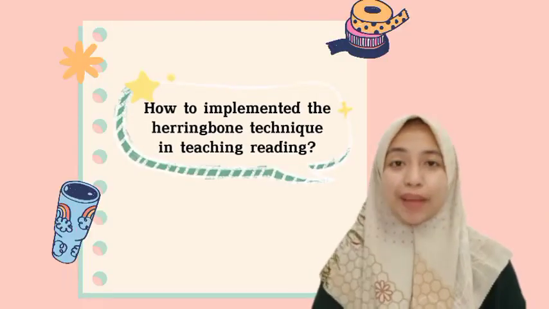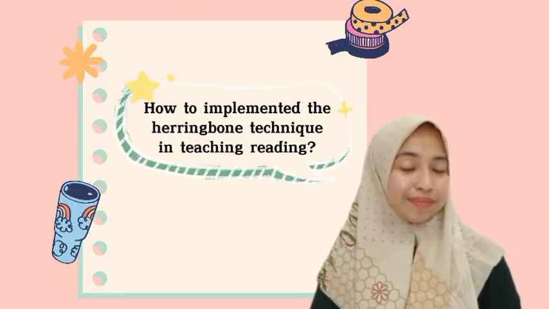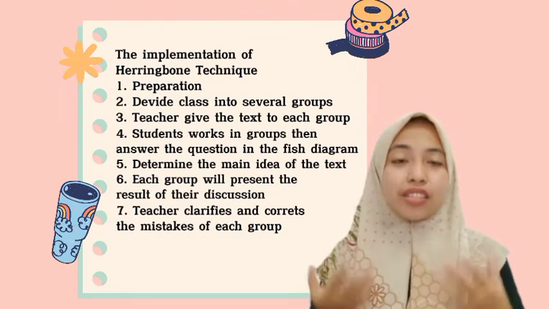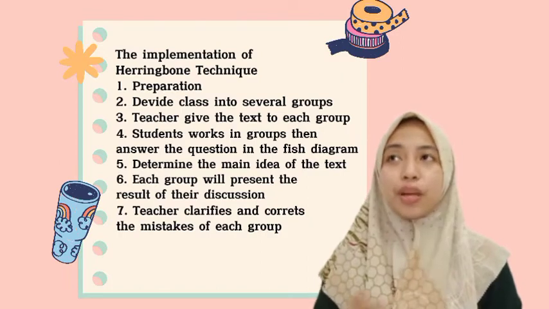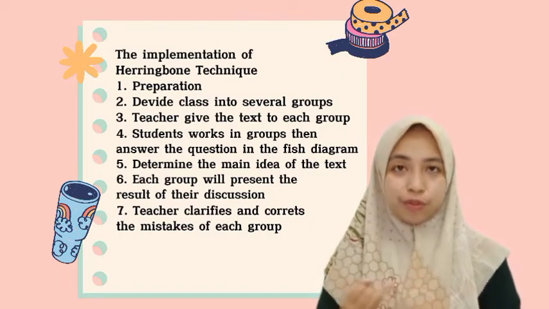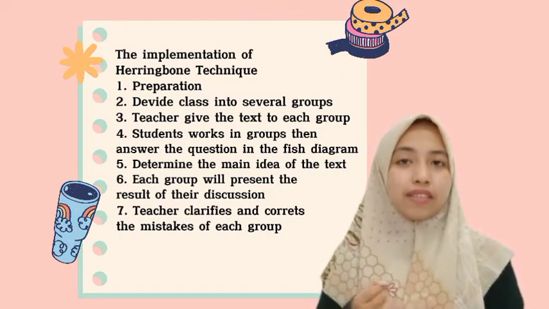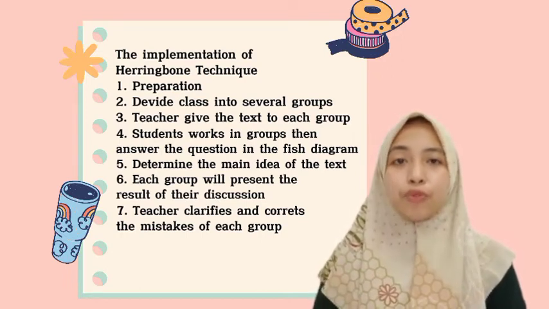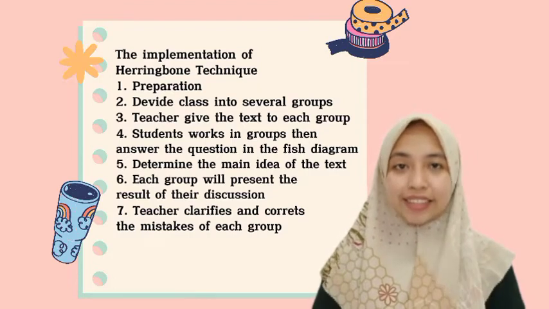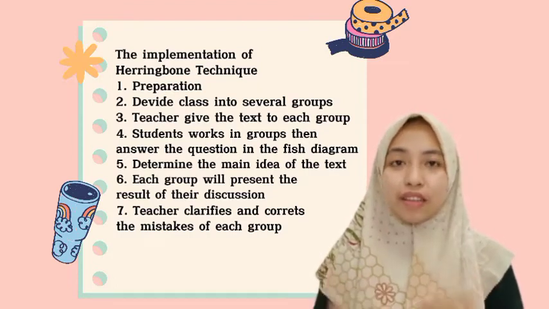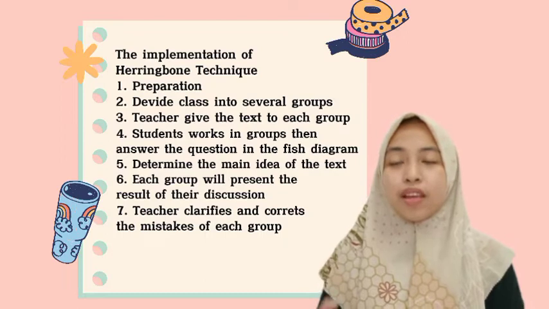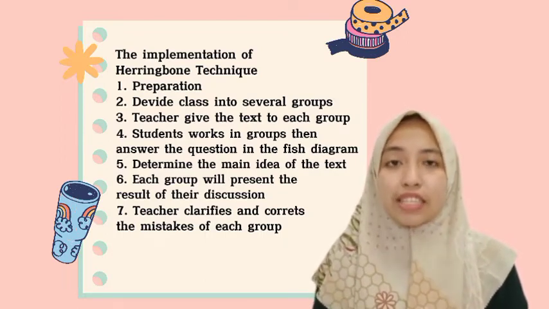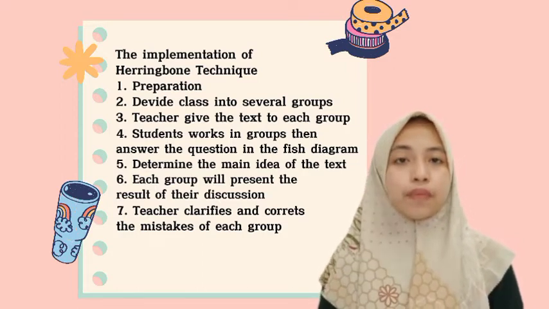So, how do we implement this herringbone technique in teaching reading? First, preparation. In this step, there are several things that must be done by the teacher before starting the class, such as providing material, providing the text, and providing a fish diagram that will be used while teaching. Second, divide the class into several groups. In this step, the teacher will divide the class into several groups that consist of 6 members.